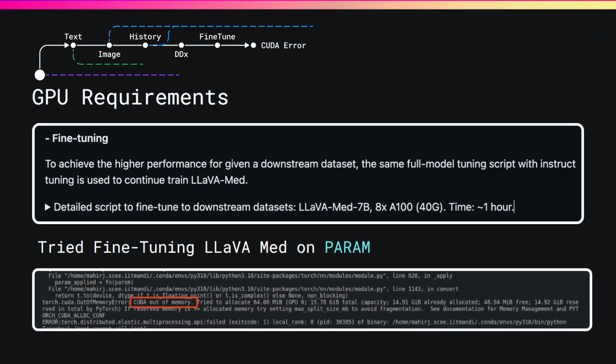When we tried to fine tune, we actually came across a CUDA out of memory error because the fine tuning of this LLaVA-Med requires enormous GPU resources. It required 800 GPUs, each of 40 GB VRAM, and even on that, it would require 1 hour. So we faced a CUDA out of memory error. So we were not able to directly fine tune this data set on LLaVA-Med.